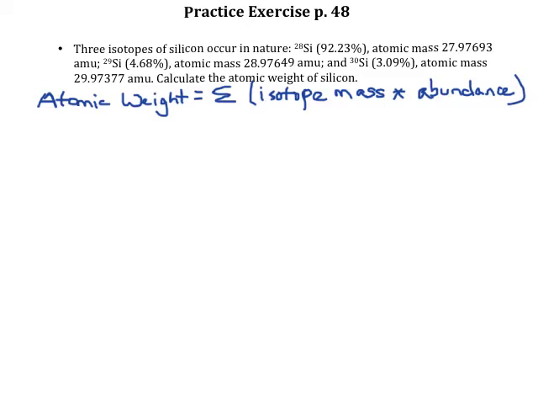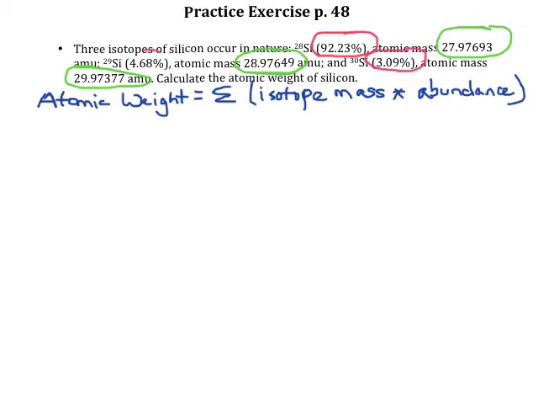So if we take a look at the information given in the problem, I'm going to circle all of the masses in green. So there's one mass, there's another mass, and there's another mass. Make sure you're using the mass in atomic mass units, not the mass number. And then we're also looking at the abundances. And in this case, they give us the abundance as a percentage.